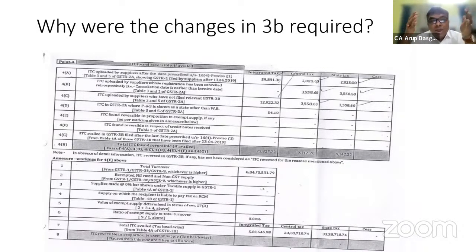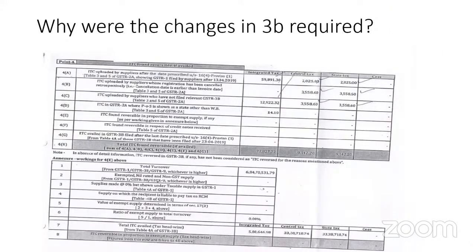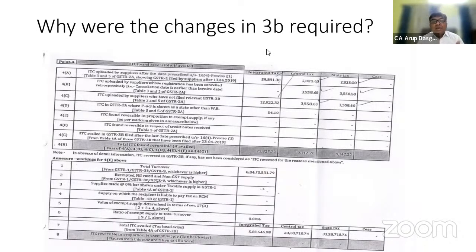Okay. ITC found reversible in proportion to exempt supply. So what is this? Whenever I'm making an exempt supply and a taxable supply, suppose I'm a rice mill, I'm selling rice, and I'm also selling rice bran. So I'm selling both exempt and taxable. So here, whatever ITC is related to the exempt supply, that has to be reversed.